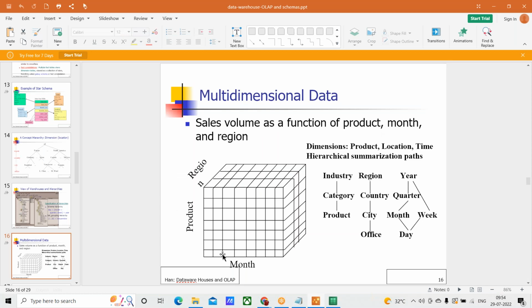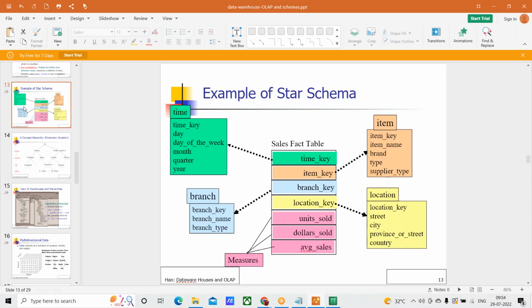Whatever you can do can also be done directly from the star schema. But why should we further split? There are two reasons. Number one, if the dimension tables are too big, it makes sense to divide them into smaller ones. Why are we splitting? To reduce the redundancy. Redundancy means duplicate data.